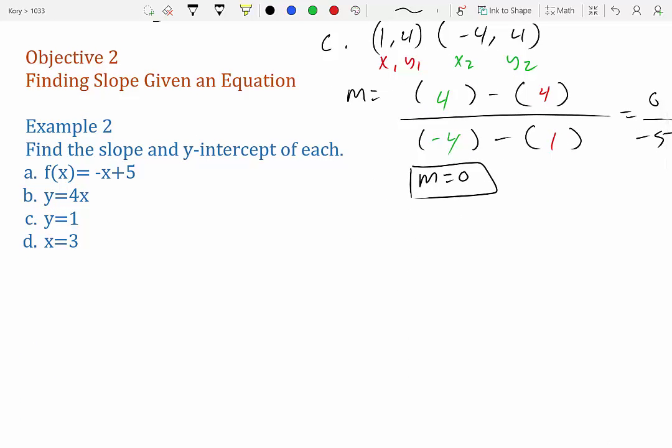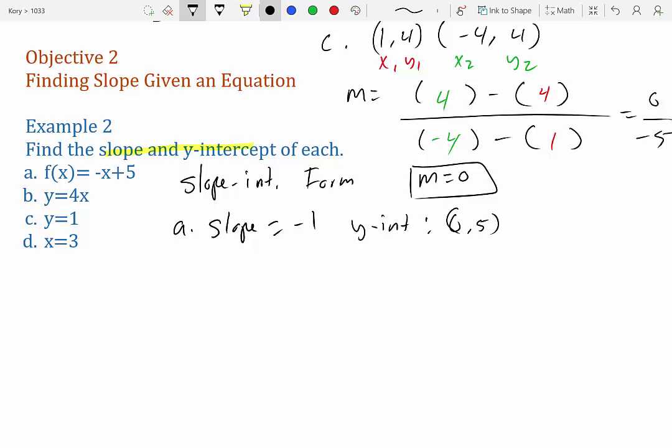Objective 2, we want to find the slope given an equation. So find the slope and y-intercept of each. To find the slope and y-intercept, it needs to be in slope-intercept form. It's called slope-intercept form because when it's in that form, you can identify the slope and identify the y-intercept. So for A, it's in slope-intercept form. So A, the slope is negative 1, and the y-intercept is (0, 5).